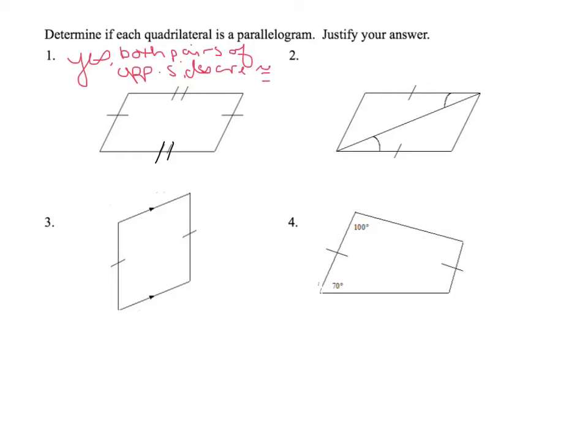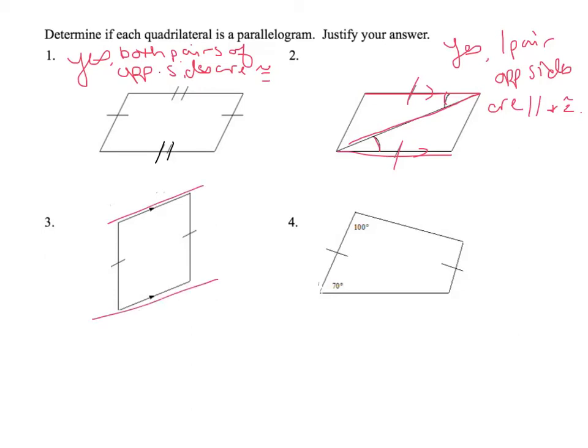Okay? Number 2, is this a parallelogram, yes or no? Well, having these angles congruent means that these alternate interior angles are congruent, leaving these sides to be parallel. Well, if they're parallel and they're congruent to each other, we should know that, yes, this is a parallelogram because we have one pair of opposite sides parallel and congruent.